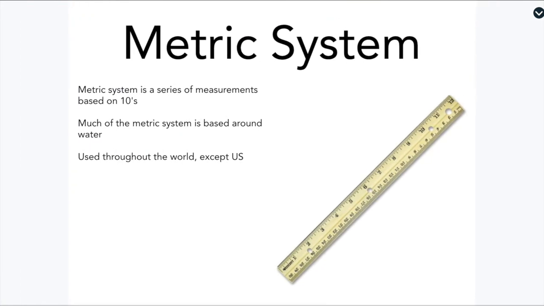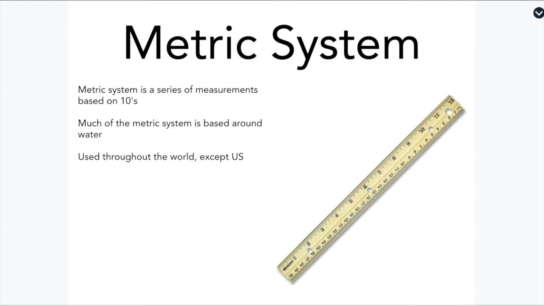In order to measure matter, we are going to use the metric system. Now, the metric system is a series of measurements based on tens, as opposed to the incredible number of different ways to convert in the imperial system. All metric measurements are based on tens. And in reality, much of the metric system is based around water.